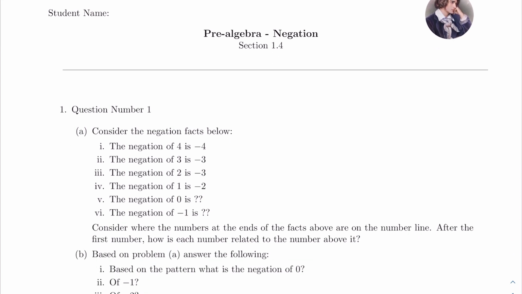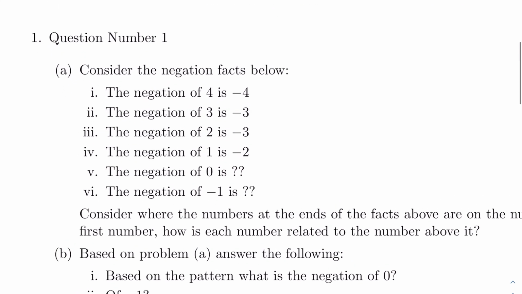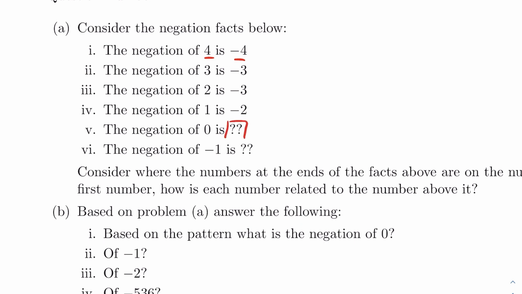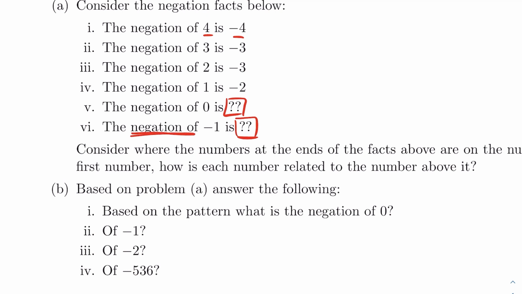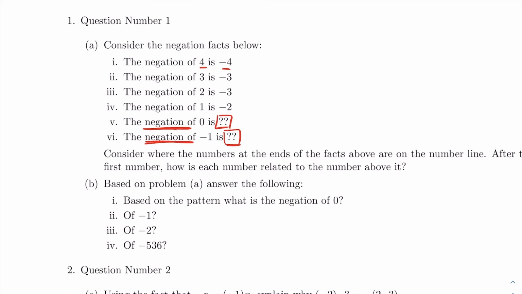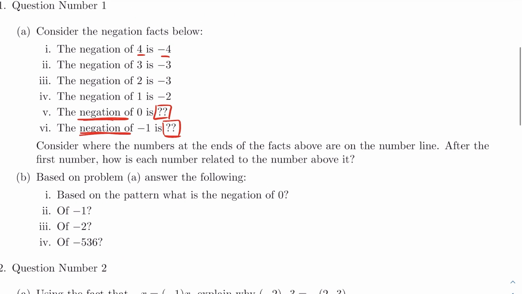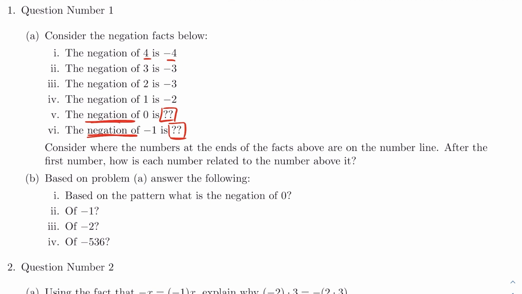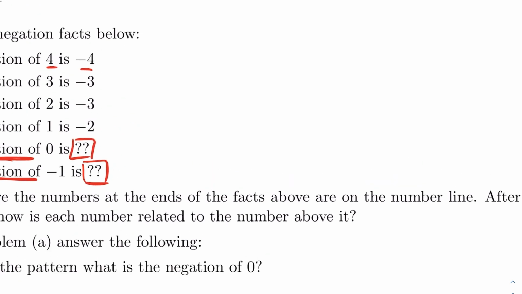So question number 1A. Consider the negation facts below. The negation of 4 is negative 4, 3 is negative 3, 2 is negative 3, 1 is negative 2. And so it's asking us what 0 is and what negative 1 is, or the negation of those numbers. So consider where the numbers at the ends of the facts are on the number line. After the first number, how is each number related to the number above it?